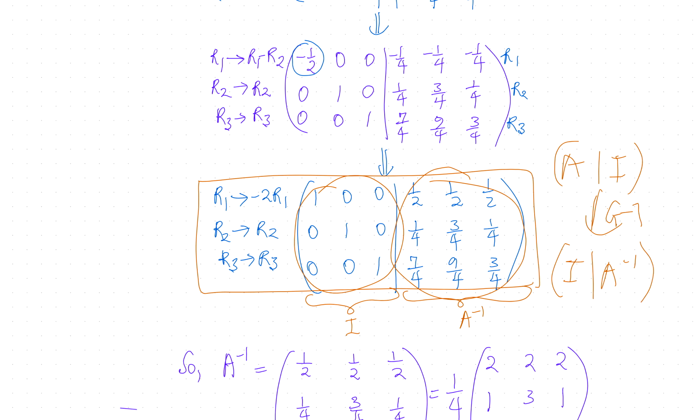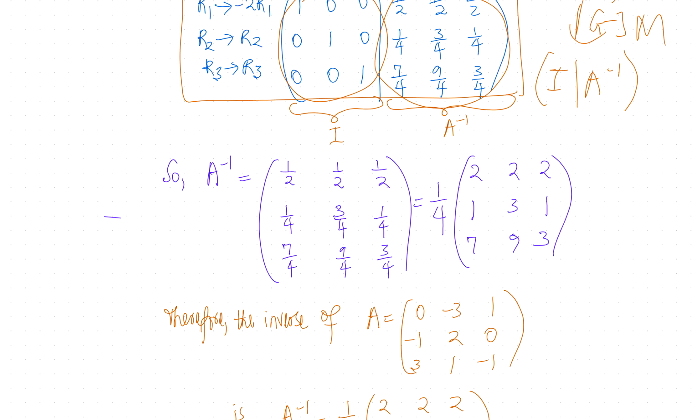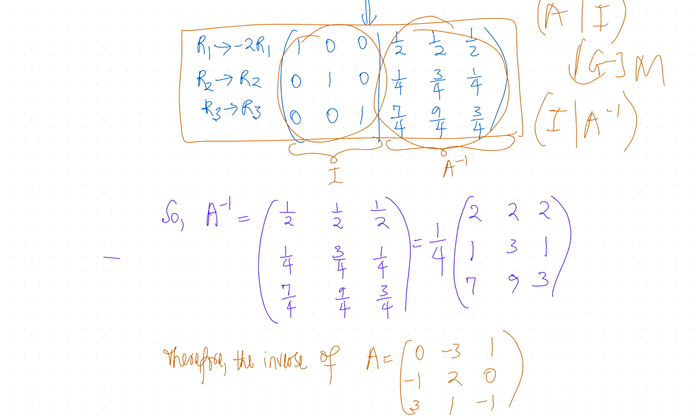So you can now write this out. You now say, A inverse is 1 over 2, 1 over 2, 1 over 2, 1 over 4, 3 over 4, 1 over 4, 7 over 4, 9 over 4, 3 over 4. And of course, because you see 4 is common everywhere, you take it out. It's the biggest number as the denominator. So you can just say you have 1 over 4 now.